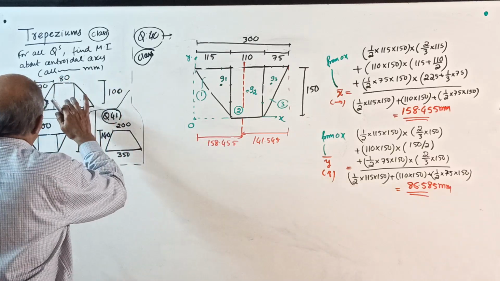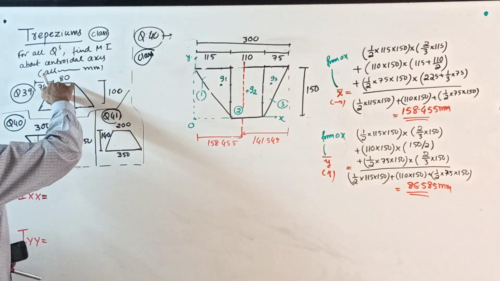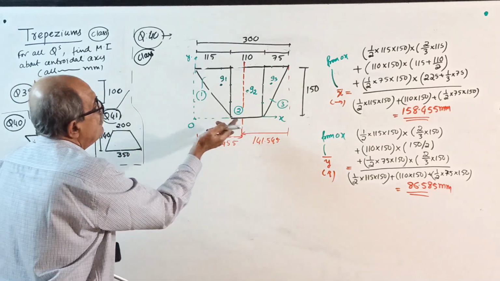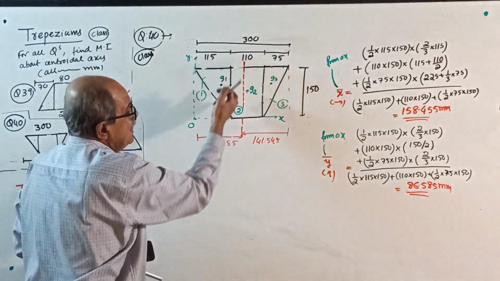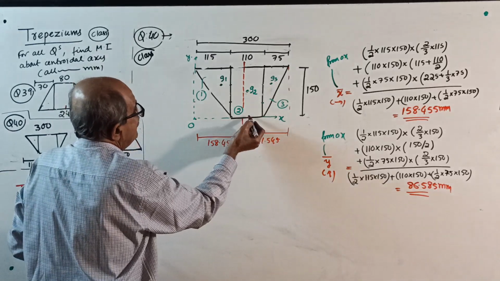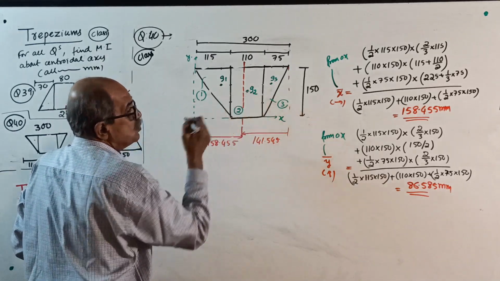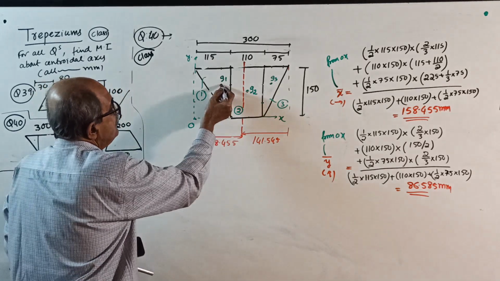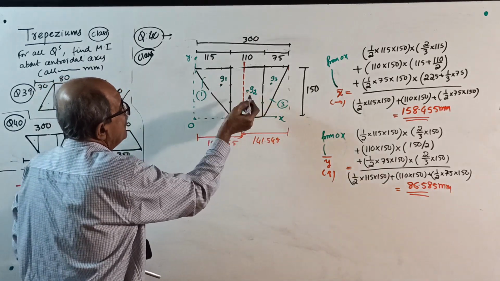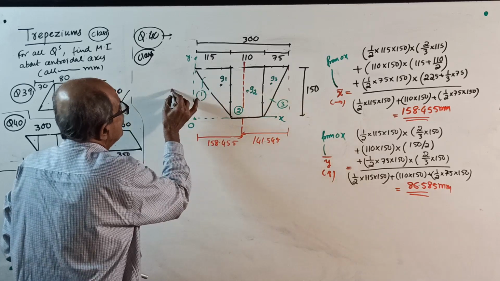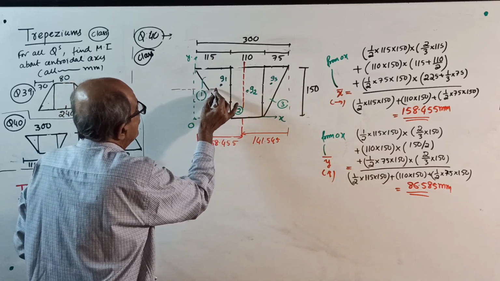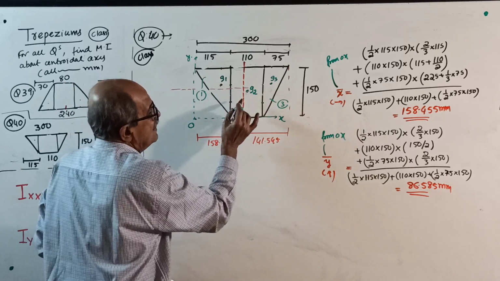Y bar. Last time you got Y bar below the center here. Now you got Y bar above. Why? Because there is more area on that side. Here 150 by 2 is 75. This is 2/3 of 150, 100. Y bar is in between these two. That's all you have to understand.